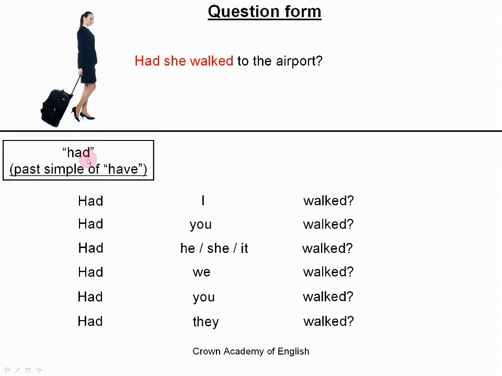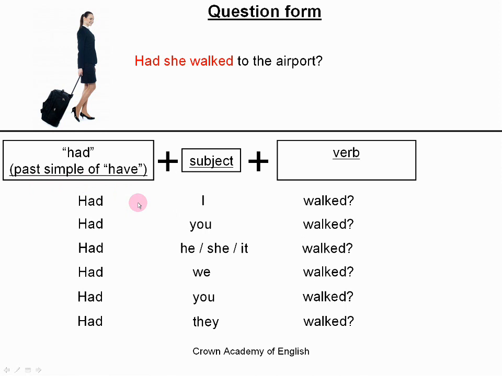So we have the word had, which is, as always, the past simple of have, the subject, and the main verb in the past participle form. And very important, at the end of the sentence, we must write a question mark, to show that it is a question. Okay? Had she walked? So in fact, we reverse the order of the subject and the word had.